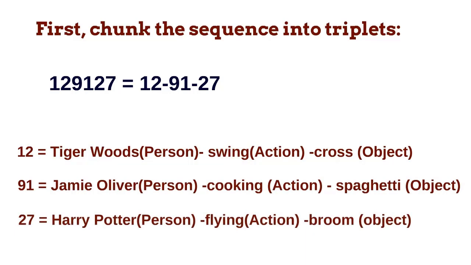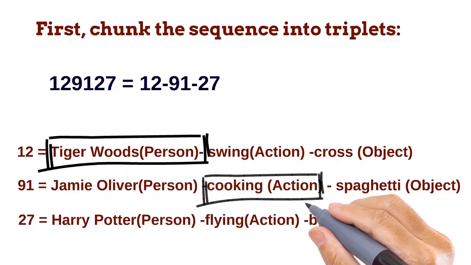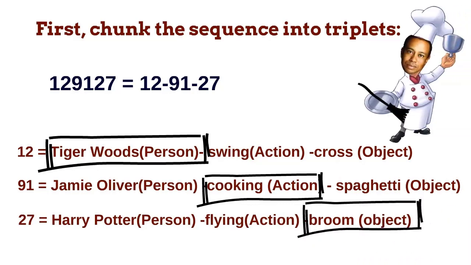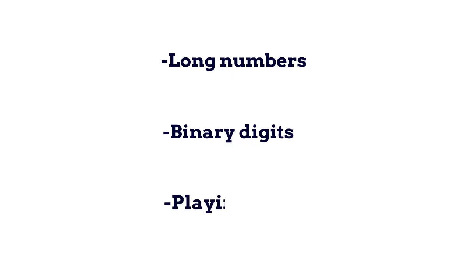For example, the number 129127 becomes Tiger Woods, person, cooking, the action of James Oliver, a broom, the object of Harry Potter, which is a very memorable image, especially if you imagine it happening in your kitchen. PAO is used in memory competitions to memorize numbers, binary digits, or playing cards.